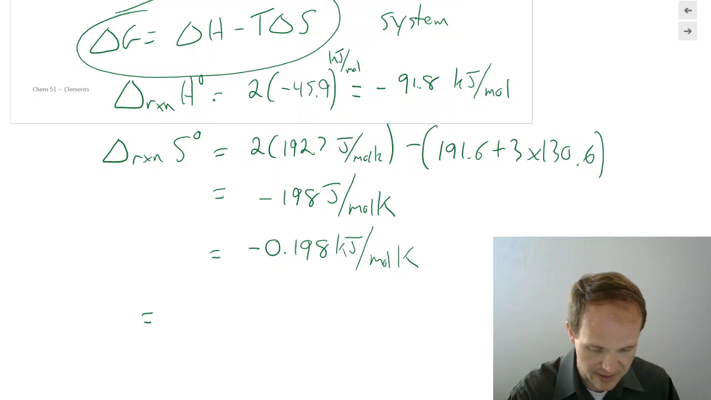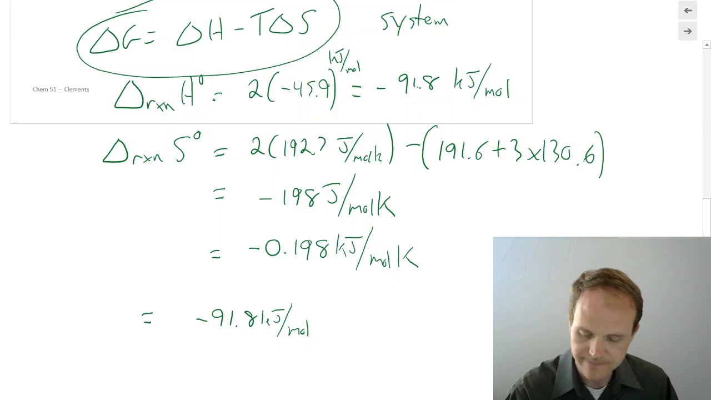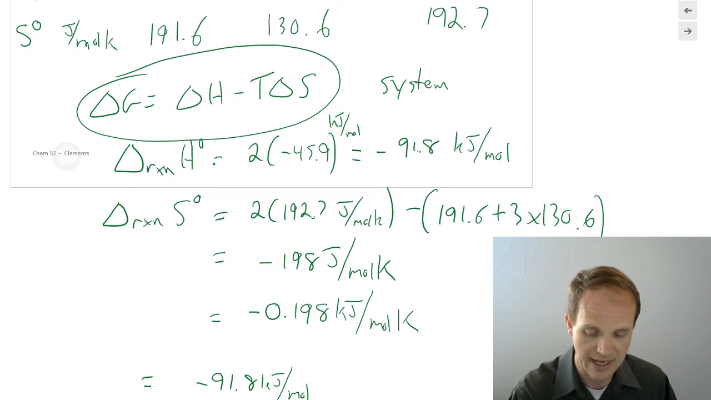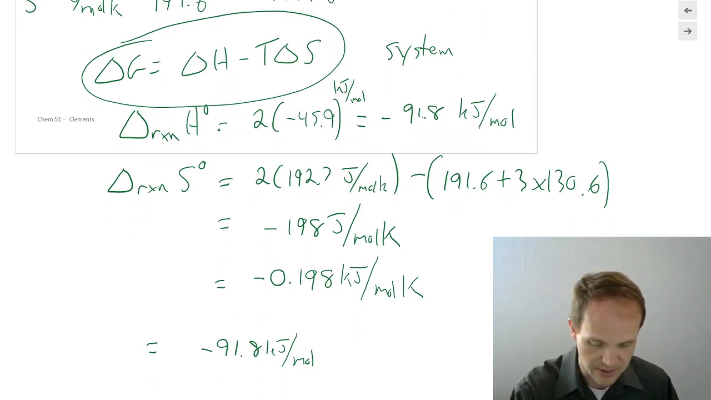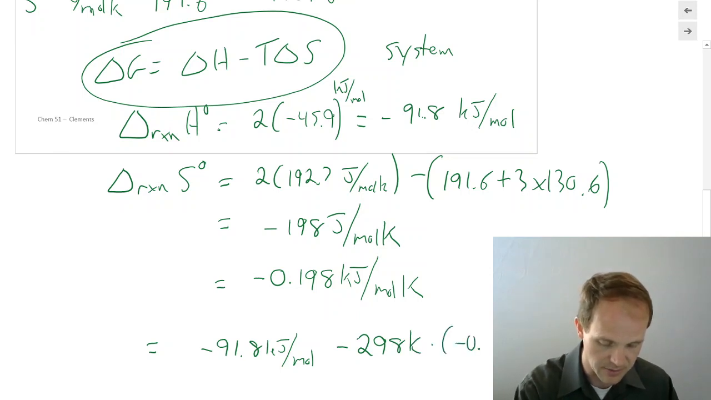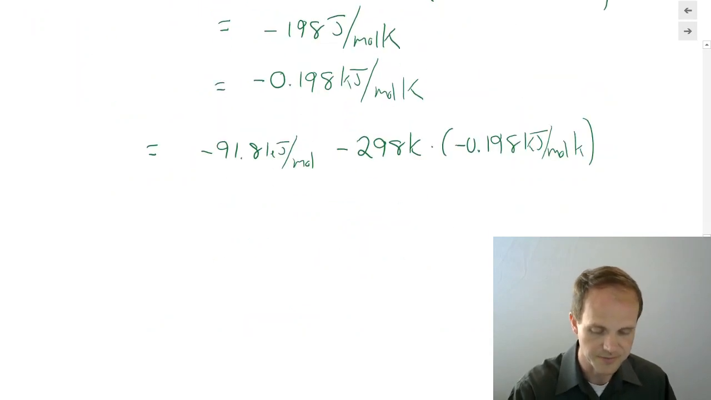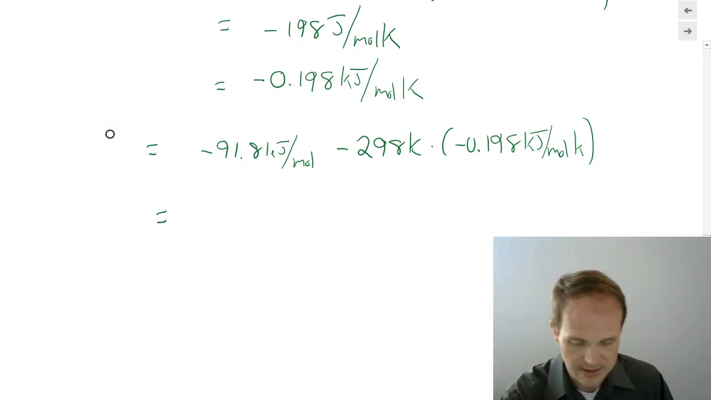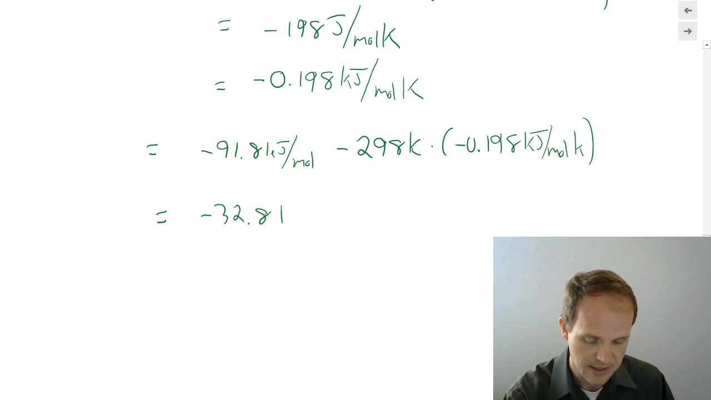And then we take that and we say, oh, minus 91.8 kilojoules per mole. And no temperature information was given. But because no temperature information was given and we have all of these things we calculated at the standard state, it is a safe assumption to say that we're going to be at room temperature. And so it's going to be minus 298 Kelvin times minus 0.198 kilojoules per mole Kelvin. Looks something like that. If you plug that into your calculator, hopefully what you get is a minus 32.8 kilojoules per mole.